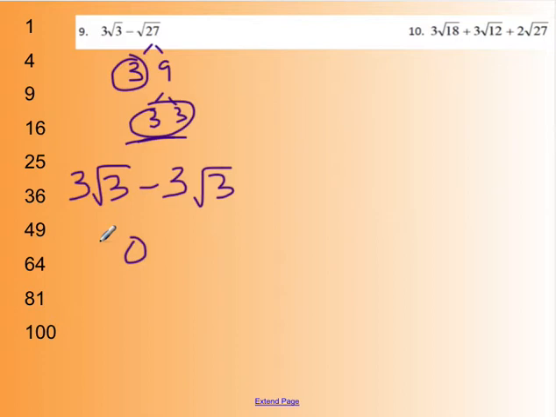Let's take a look at number 10. For number 10, we're going to have to break down each of these radicals to see if we can add something together. So 18 is going to break down to 9 and 2, and 9 is going to break down to 3 and 3.